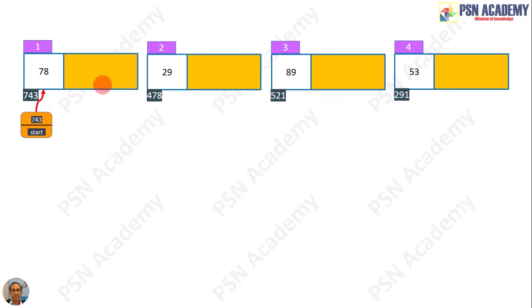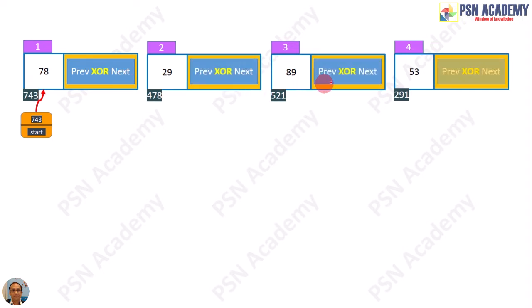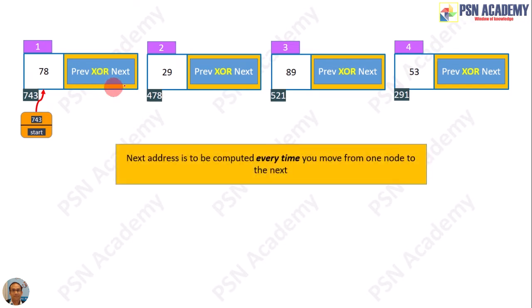Since there is no address here, we do not have a direct link between these nodes, so I did not put arrows between these pairs of nodes. Now what do we have in this yellow region? We have the previous node's address XORed with the next node's address, right? We have the similar structure in the other nodes. Now to move from one node to another, since there is no address mentioned, but the XORed value of the previous address and the next address, you have to do some computation each time we want to move from one node to the other.